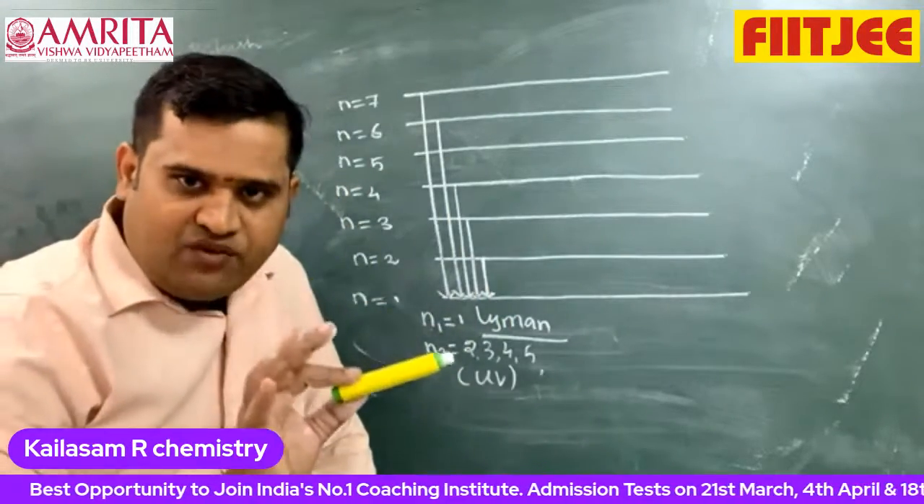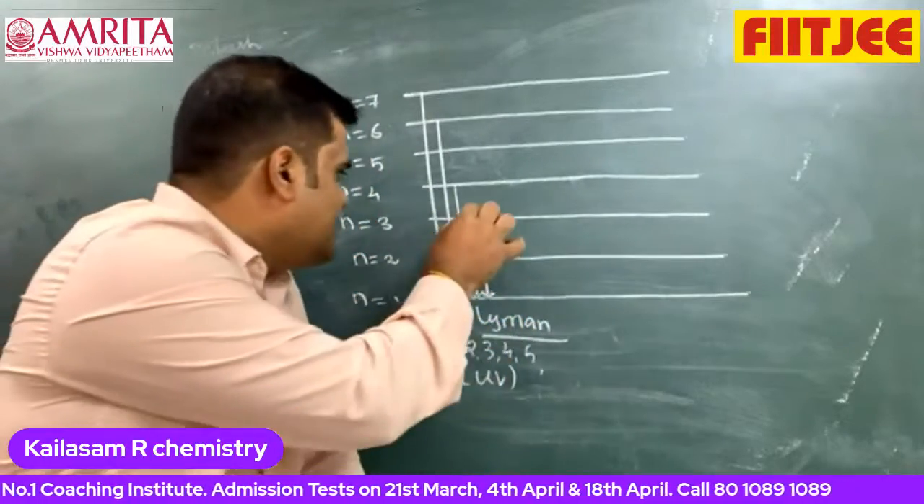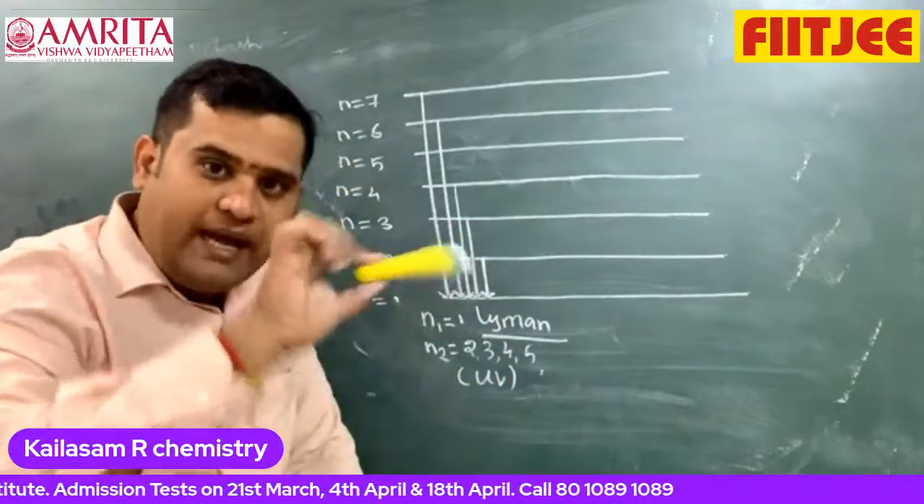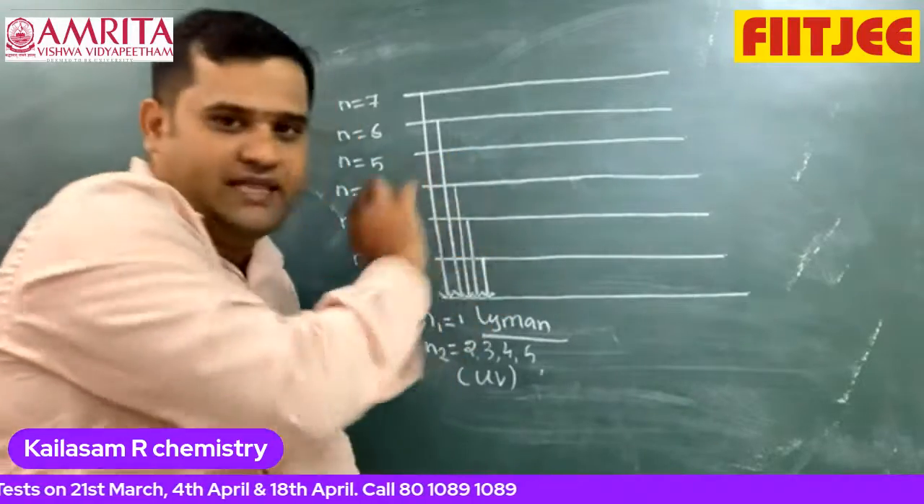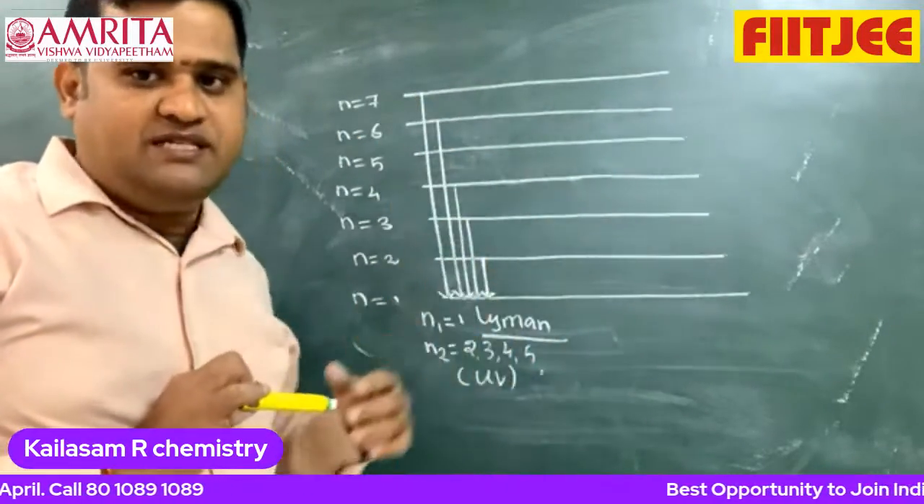The first line of Lyman series is 2 to 1. Second line of Lyman series is 3 to 1. Third line of Lyman series is 4 to 1, like this. And the infinite one is called the limiting line of Lyman series.